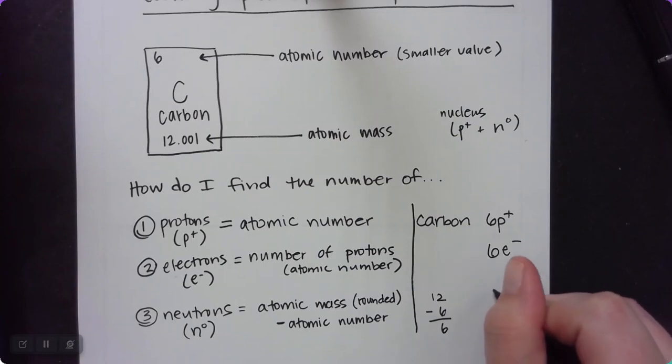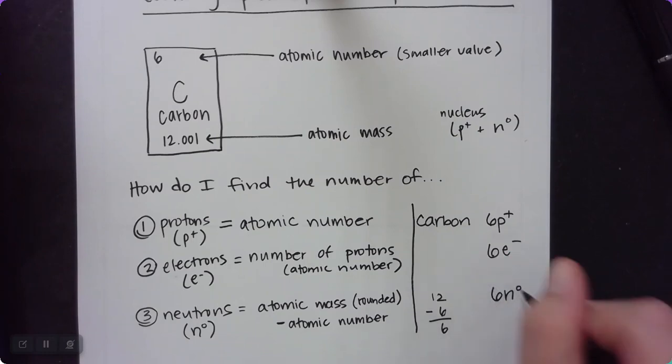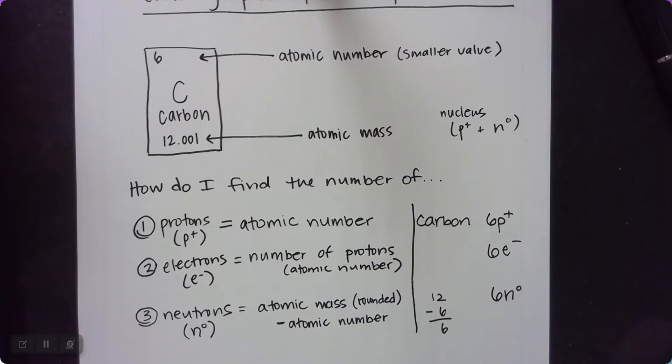So in this case, carbon has 6 protons, 6 electrons, and 6 neutrons. This is exactly the same process that you would follow for any element on the periodic table. So let's go ahead and give it some practice on our own now.